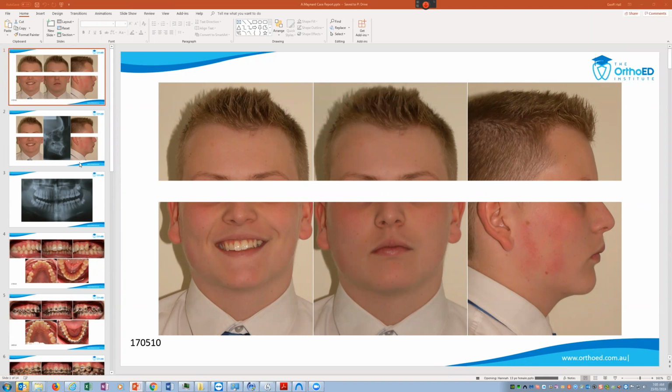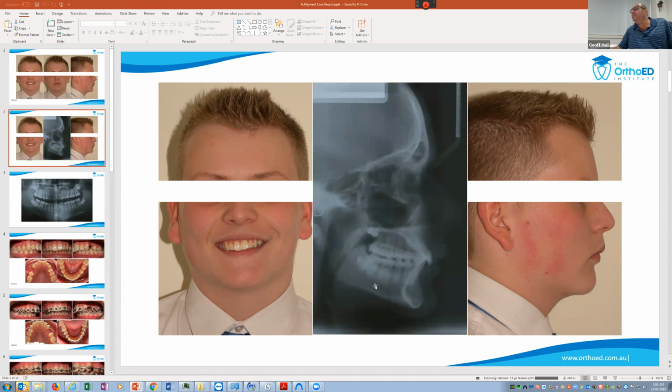Okay, so his upper lip looks pretty good. How would you describe his Ceph? Because remember, the Ceph needs to confirm your original clinical findings. Deep eye. Yep. He's almost class 1 skeletal, isn't he? He's not too bad. Yeah. So ask yourself, if he looks class 2 from a facial point of view, but his Ceph looks class 1, what could be the issues?